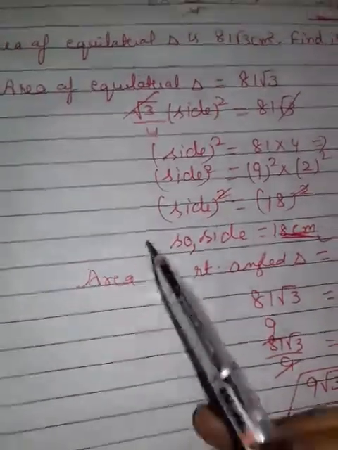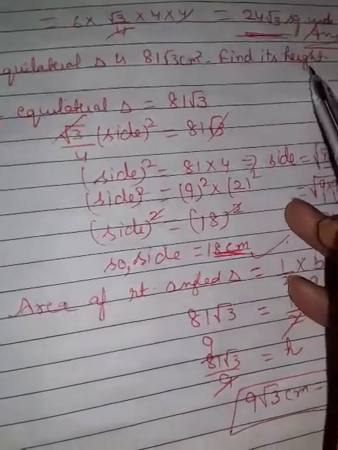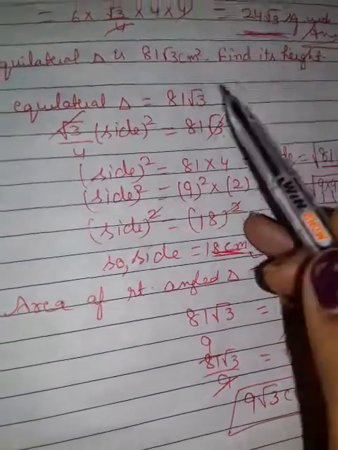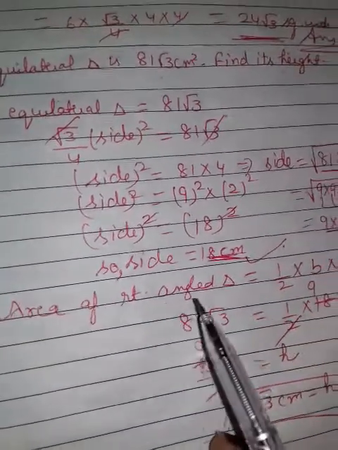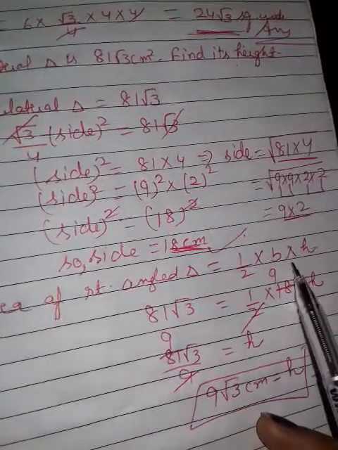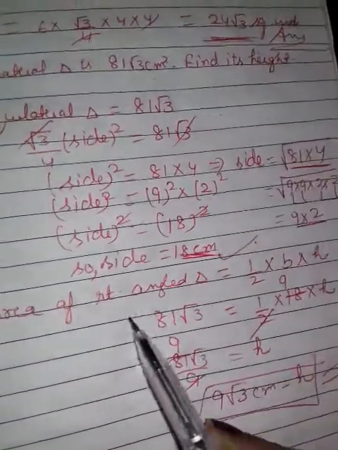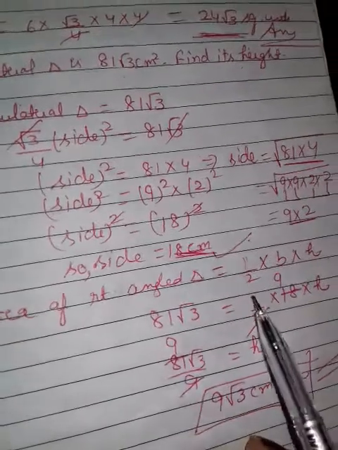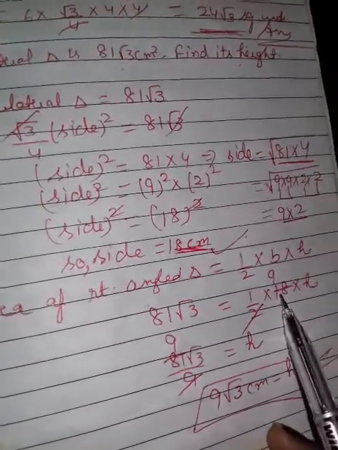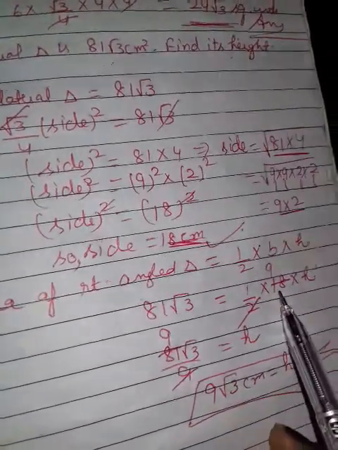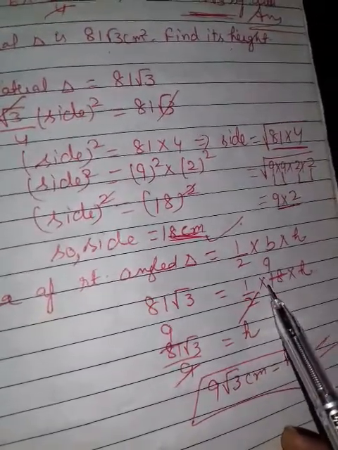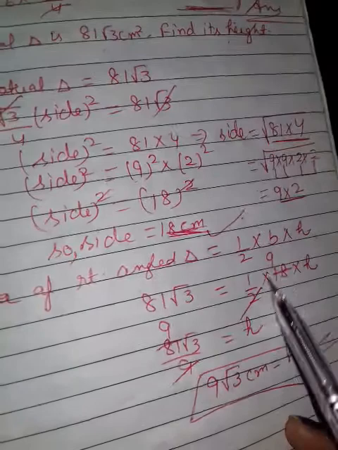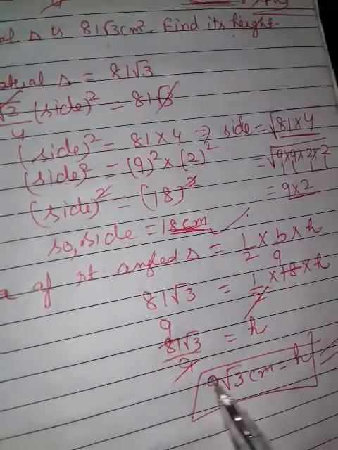Now you have to find the height also. The question is not completed. You have to find height. You know the area of a right angle triangle is half into base into height. Area you already know. Then half into base is what? Base is your 18. Height you have to find. Then you will get 9 as a cutting, cancel. Then you will divide it.